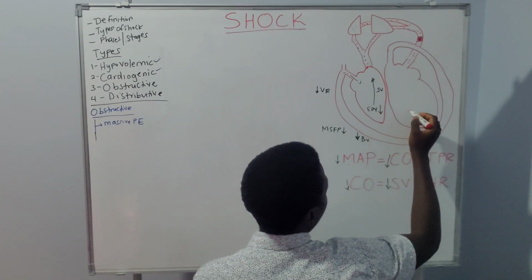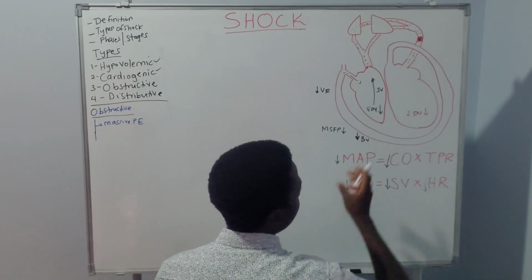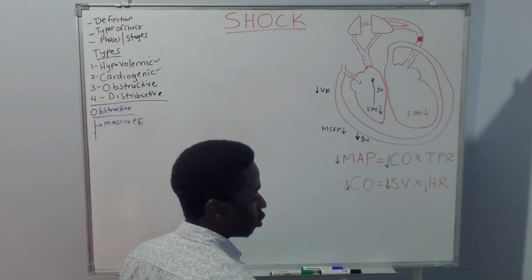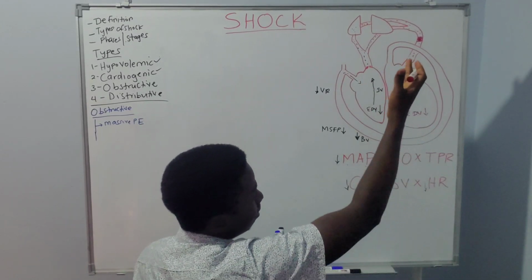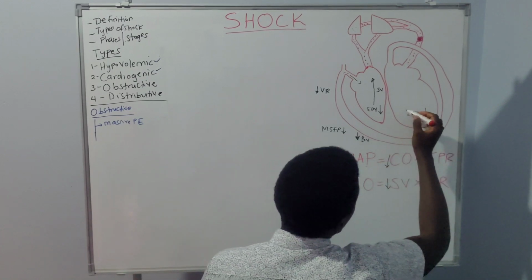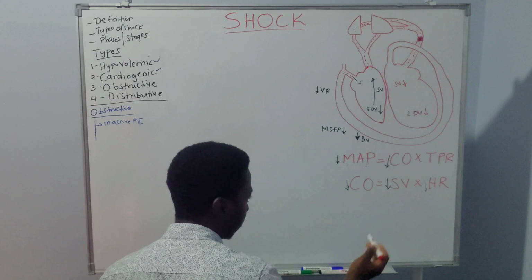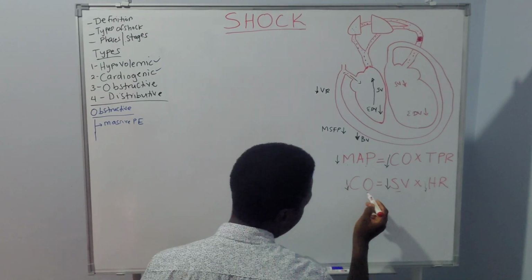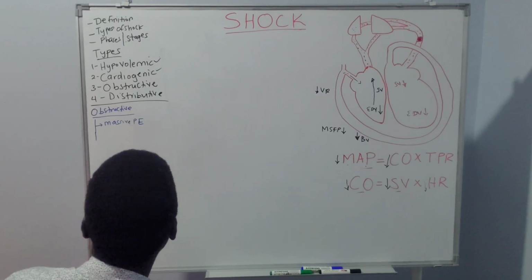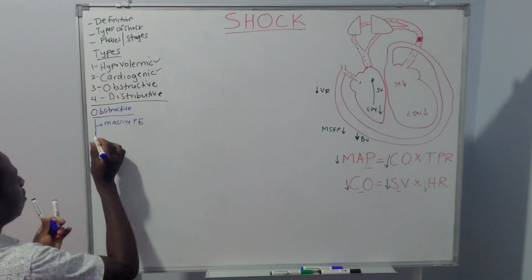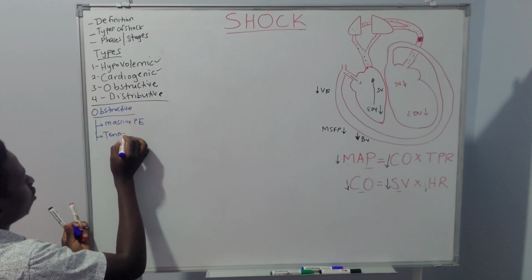So the end diastolic volume is going to decrease. The volume of blood that the heart is able to receive at the end of diastole decreases because we're having a blockage. And so with a decrease in end diastolic volume, the stroke volume will also decrease. A decrease in the stroke volume will decrease the cardiac output, and that will decrease the mean arterial pressure.